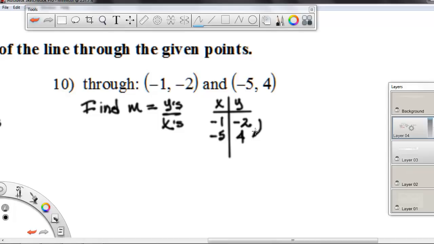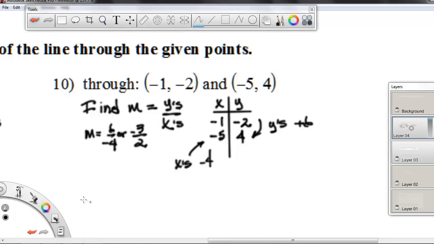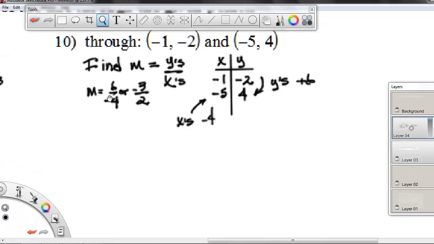Let's find our change in y's first. Looks like -2 to 4, they go up by 6, +6. And then if I look at -1 to -5, the x's change by -4. The slope will be +6 over -4, which will simplify to -3/2. 2 divides the 6, 2 divides the 4, and the negative stays with the numerator.